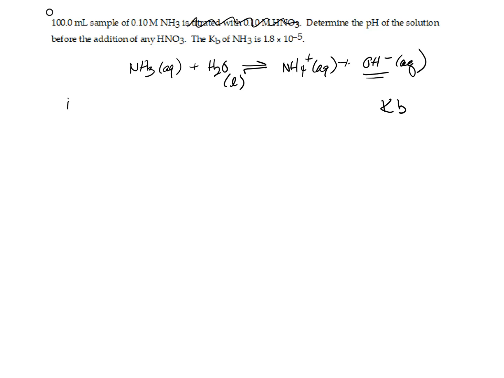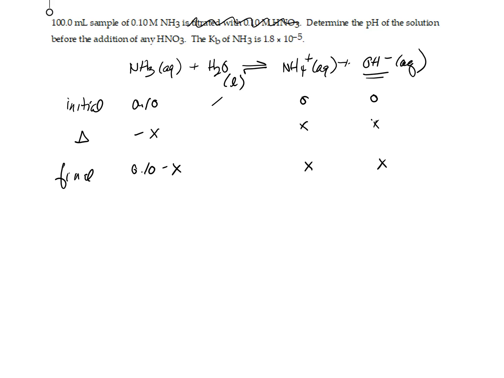So let's say initially, what are our concentrations we have available here? Well, initially, our concentration is 0.10 moles per liter. We're not going to pay attention to water. I'm going to get rid of this Kb here because it's in the way of my table. The products are going to start at 0 and 0. And so our change in the system, these are all 1 to 1 to 1 ratios, so we're going to lose X amount of concentration and gain X amount of concentration for both of our products. So our final is going to be 0.10 minus X, X, and X.